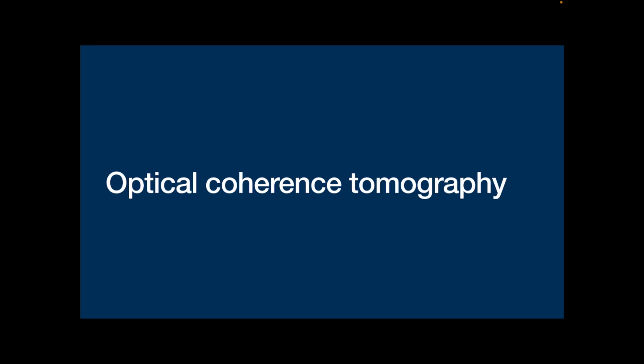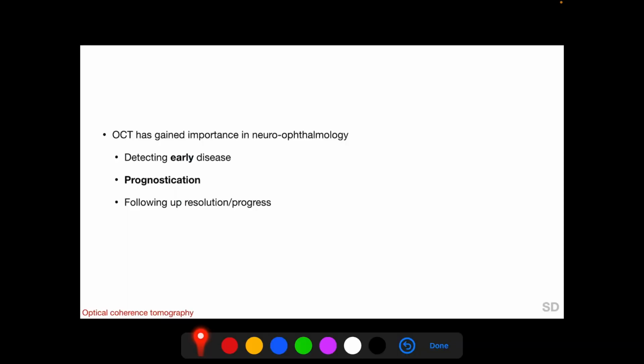So, the utility of optical coherence tomography in neuro-ophthalmology. In recent years, OCT has gained importance in neuro-ophthalmology in addition to retinal or macular diseases and glaucoma. So, in neuro-ophthalmology, OCT can be used to detect early disease, particularly in toxic optic neuropathies. It can be utilized for prognostication, particularly in optic nerve head edemas, and for following up resolution or progress of the disease, also in case of optic nerve head edemas.